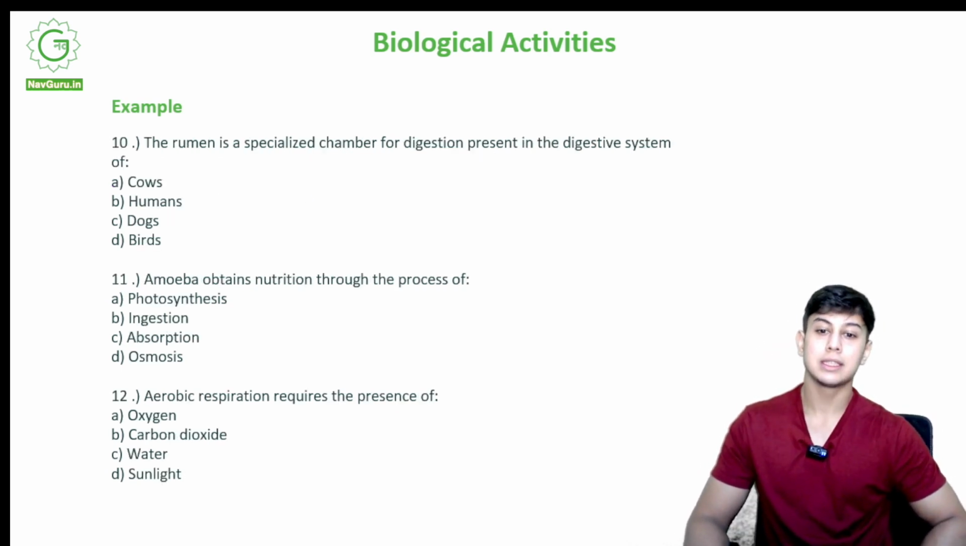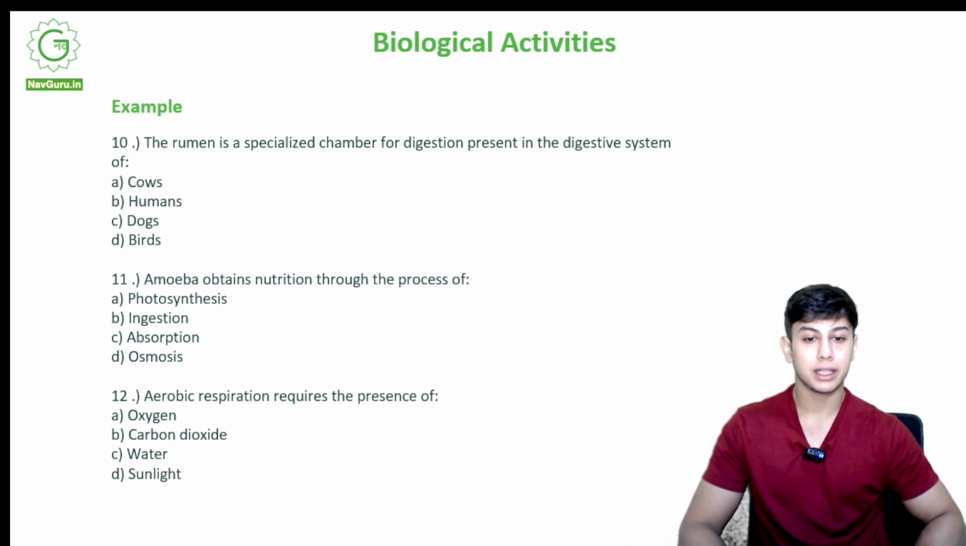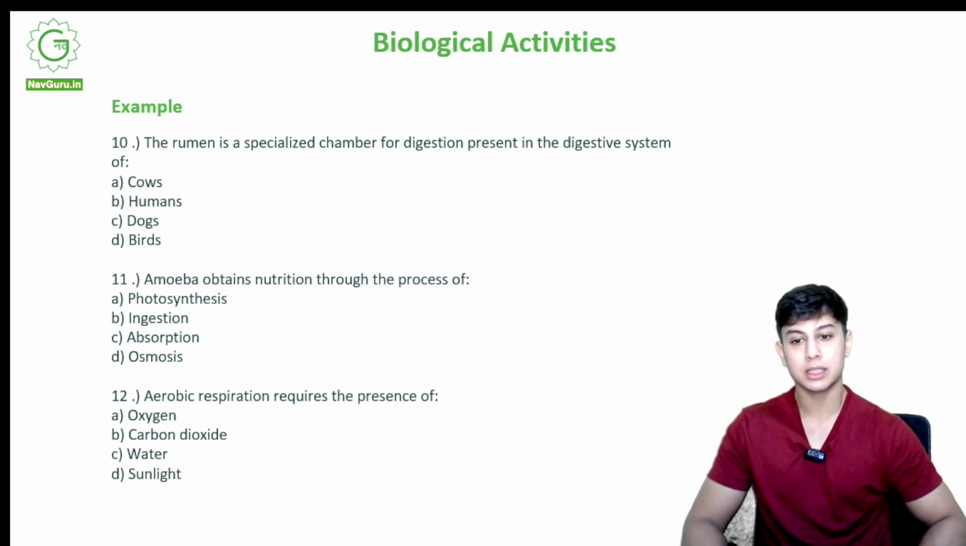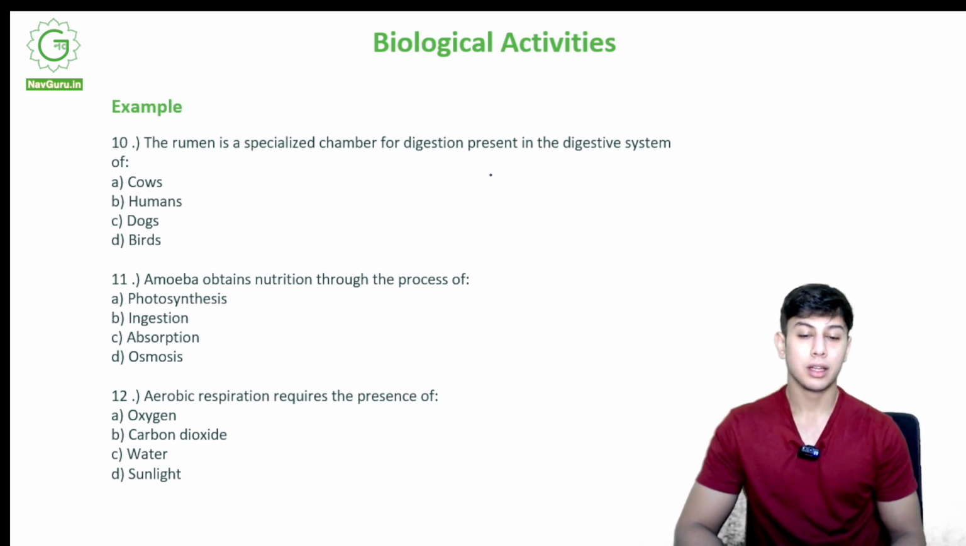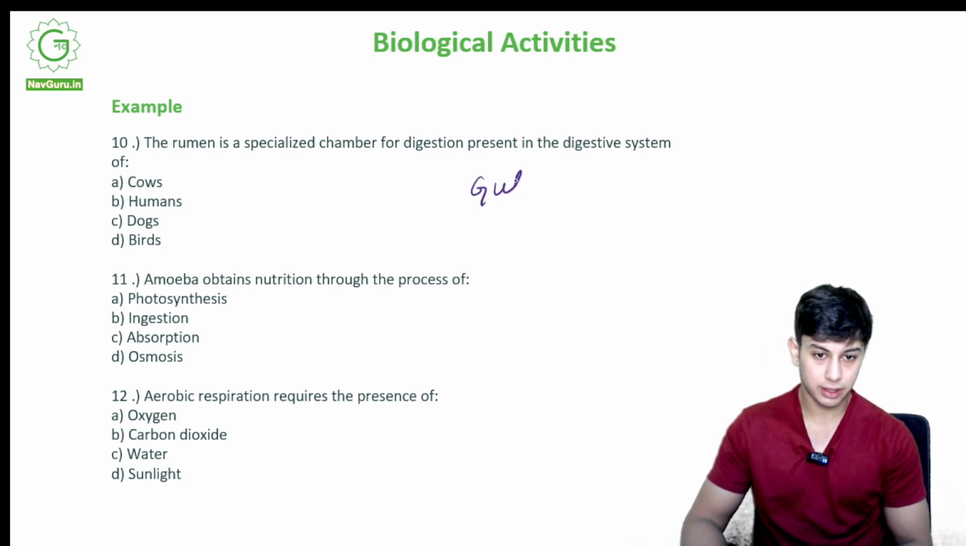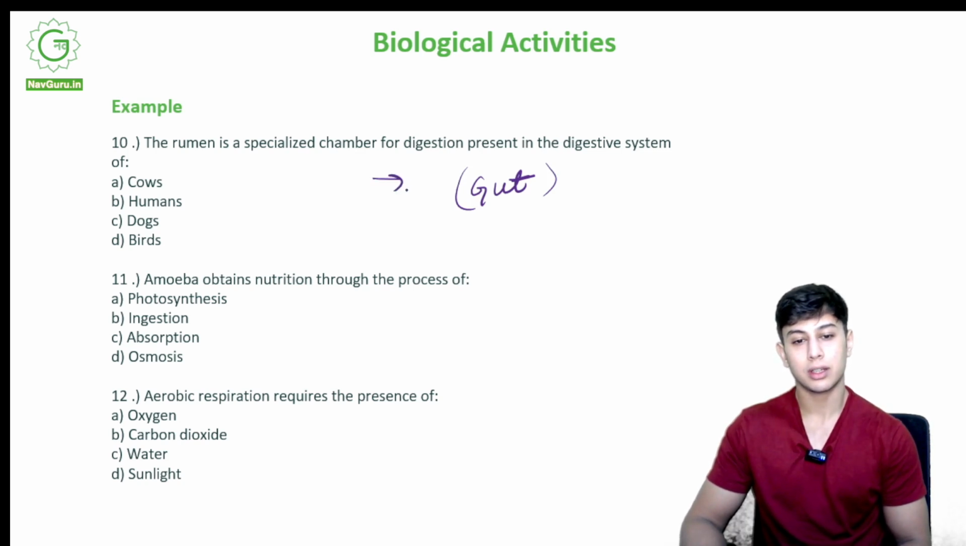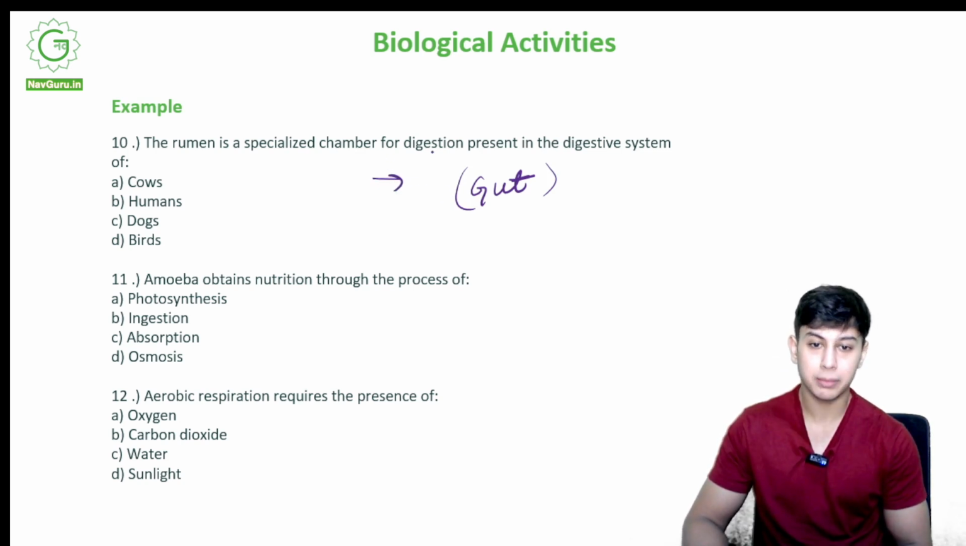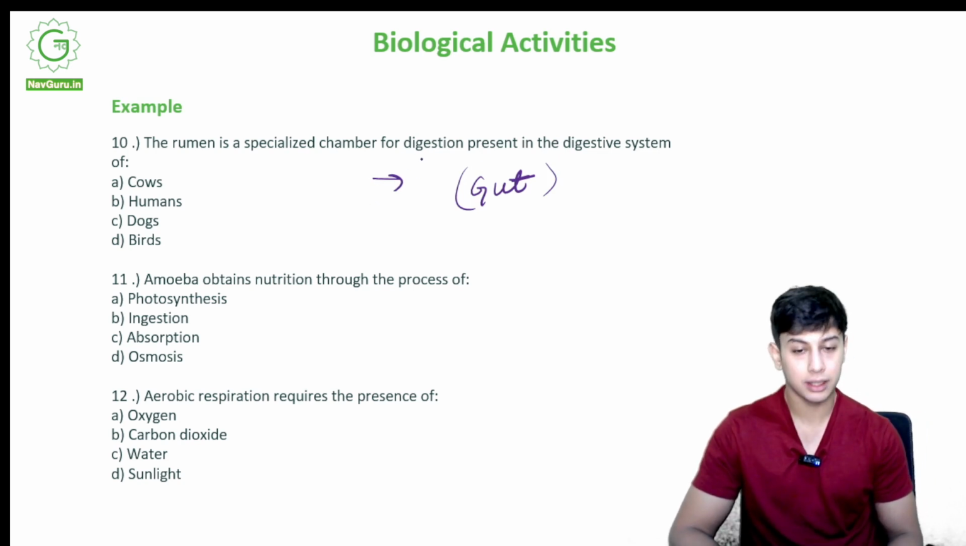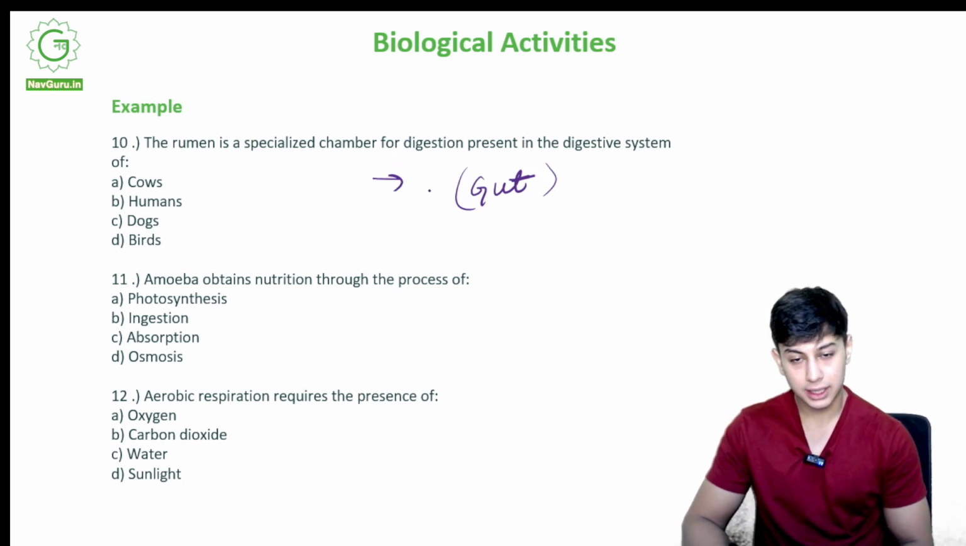The rumen is a specialized chamber for digestion present in the digestive system of what? So in animals, digestion occurs in their gut. There are several animals like cows, they have multiple chambers in the stomach. Okay, so digestion, they are constantly chewing, right? First they will chew the food, it will be partially digested, then it will again come back for chewing and be sent back again. So the digestion happens in their gut.